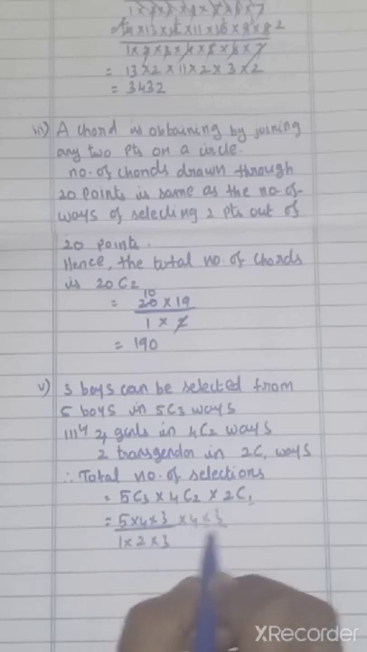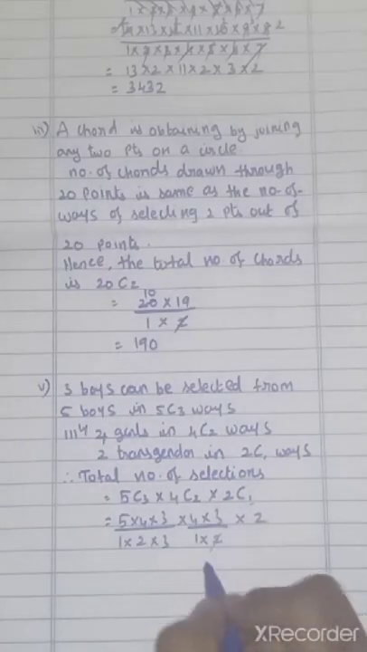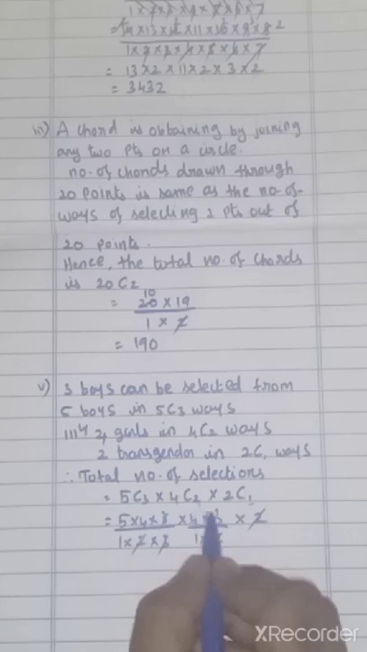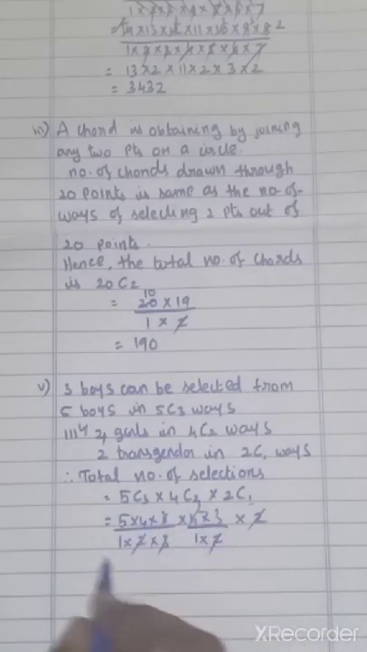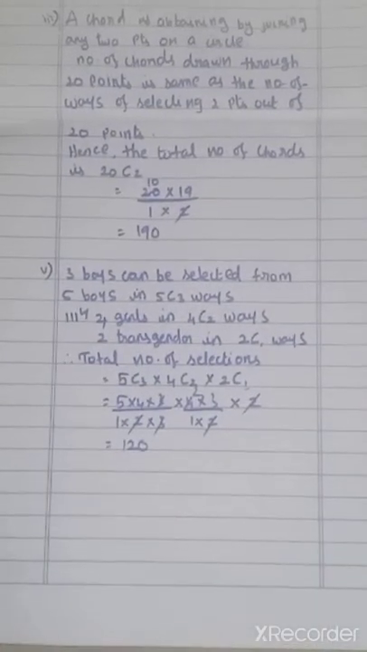4, 3, 1, 2 into 2. That's all. So this 2 will get cancelled. 3 will get cancelled. 2 will get cancelled. So 5 4s are 20, 3 2s are 6, which is equal to 120. So 120 is your final answer.